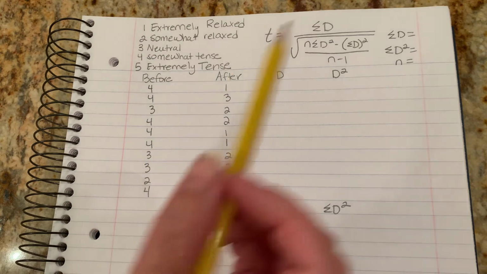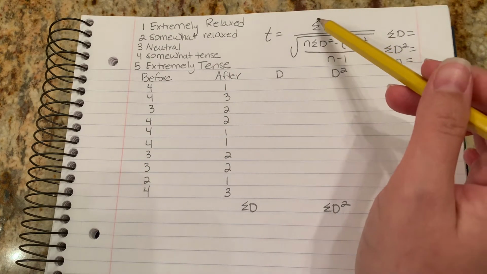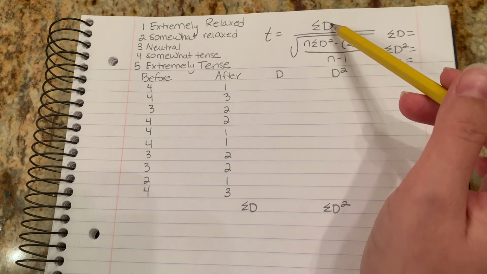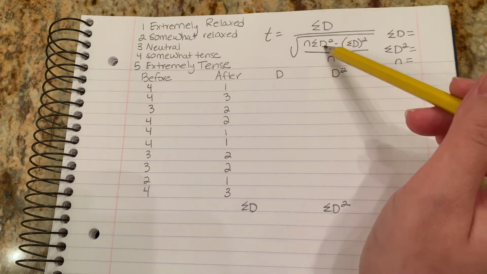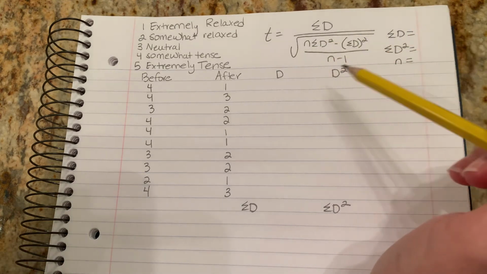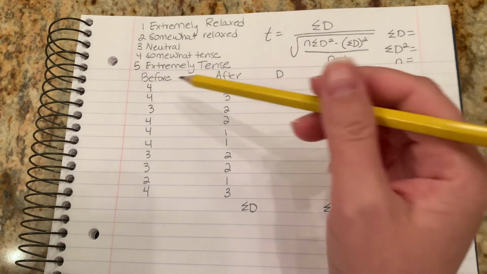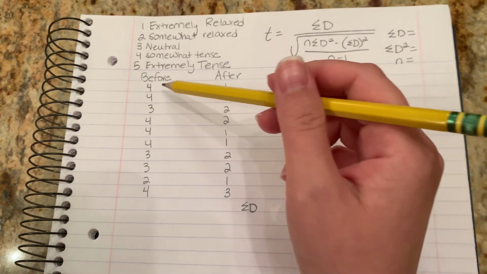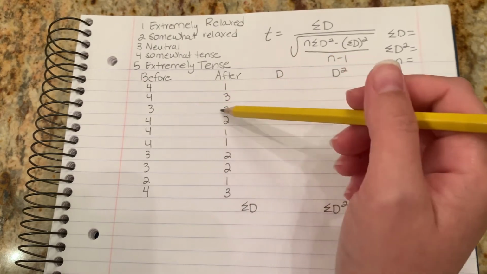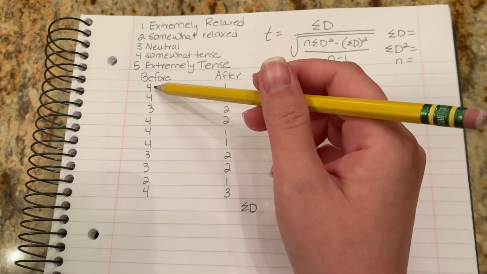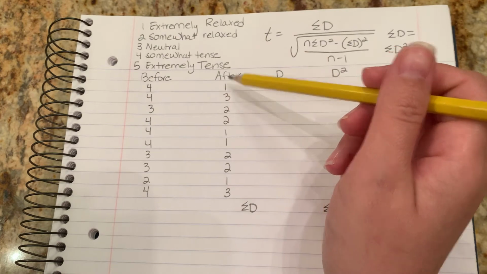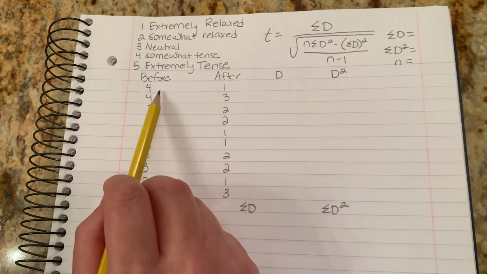So if we look at the formula, we know we need something called the sum of d, which is the differences, and then the sum of d squared as well as n. So in order to find the sum of d, we have to calculate the difference between each score. So each of these pairs represents one person. So this is person A's before score and person A's after score. And so we're going to find the differences.